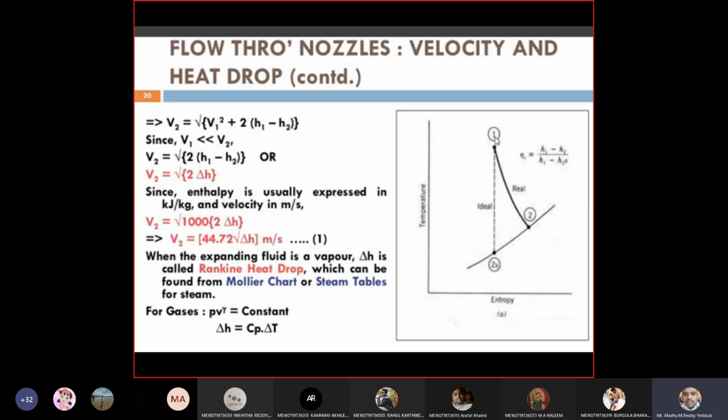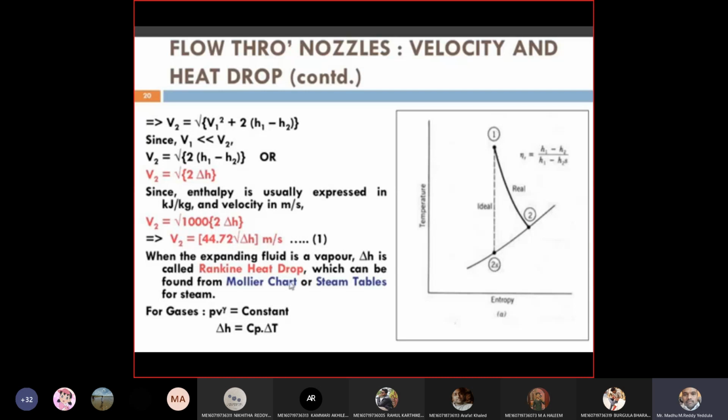So now we can see this is the inlet condition, this is the outlet condition. This is the ideal case. Ideal is nothing but the isentropic expansion, but in the actual case it is happening 1 to 2 like this. From this we can define the efficiency of the nozzle. It can be defined as actual heat drop to the isentropic heat drop. Actual means H1 minus H2 divided by H1 minus H2S.